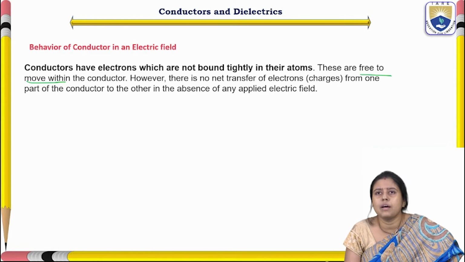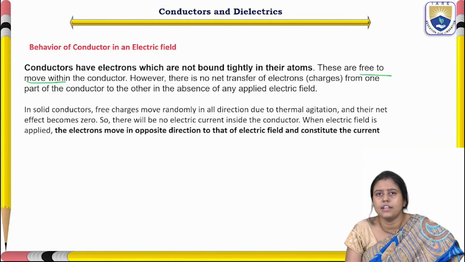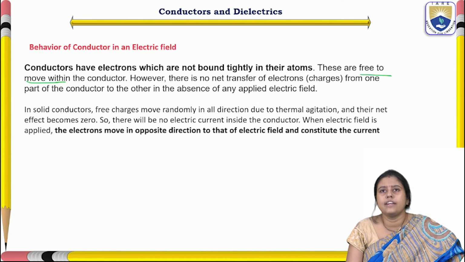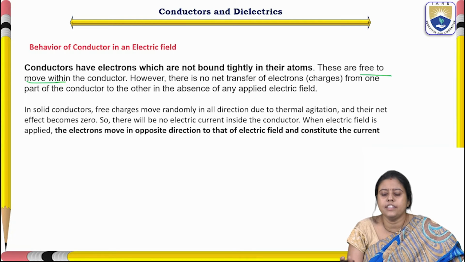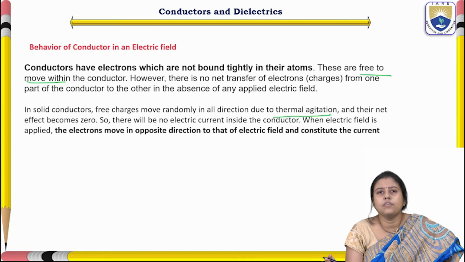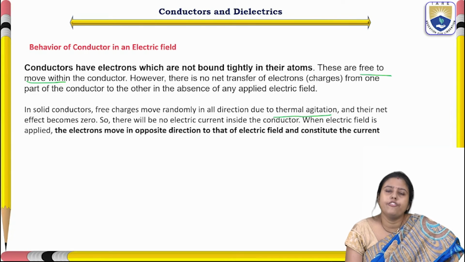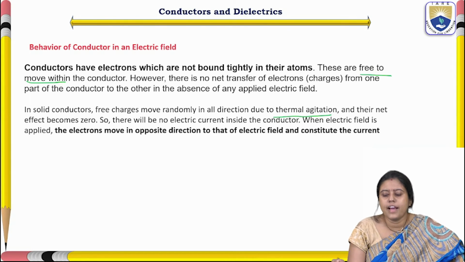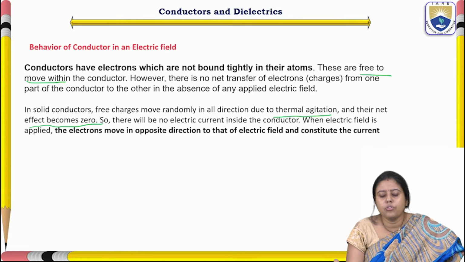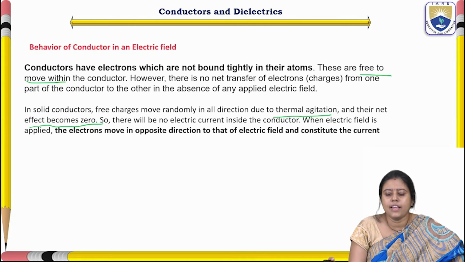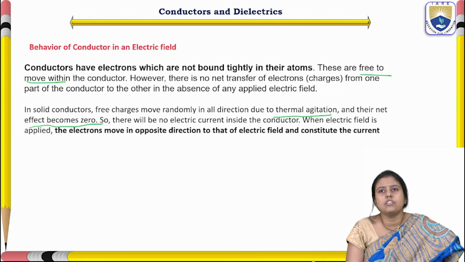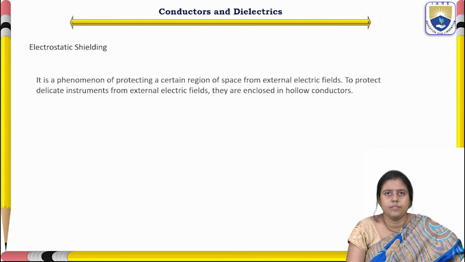But if we give some power or some potential to it, the free electrons will move from one place to another place. In solid conductors, the free charges move randomly in all directions due to thermal agitation. While we are not applying any electric field, due to this thermal agitation the free charges move randomly and their net effect becomes zero. So there will be no current inside the conductor. But when the electric field is applied, the general tendency of the electrons is to move in the direction opposite to the electric field, and this constitutes the current.